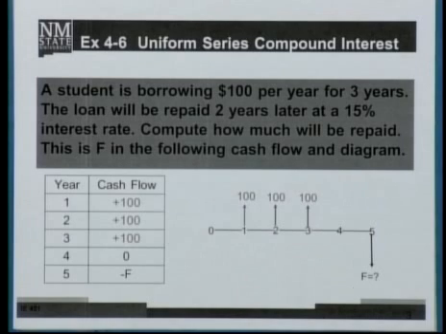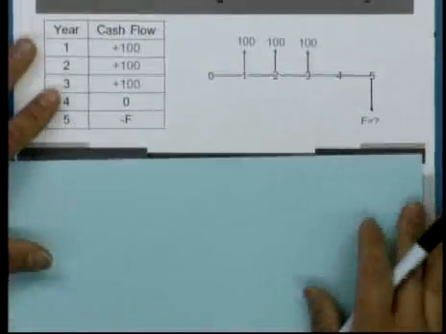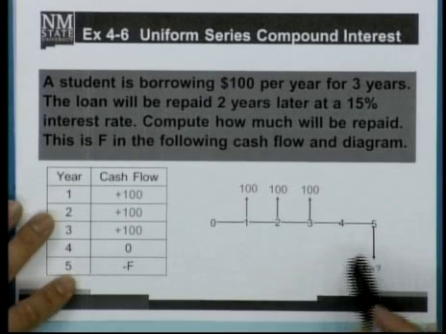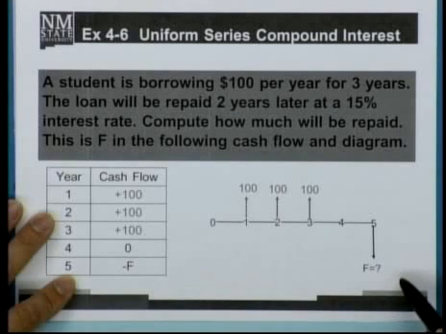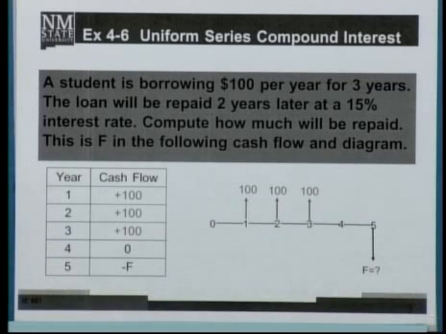So we want to compute the future sum. That is the value of F, right? However, the cash flow diagram here is not a standard form of the uniform series sinking fund factor diagram. So in this case, we have to think a different way than you have learned earlier.